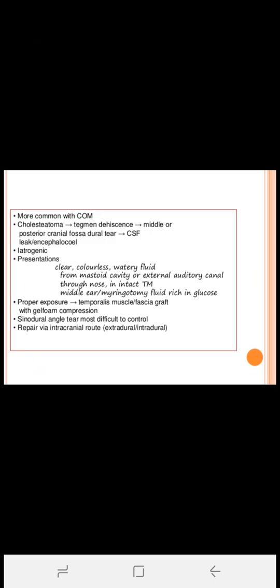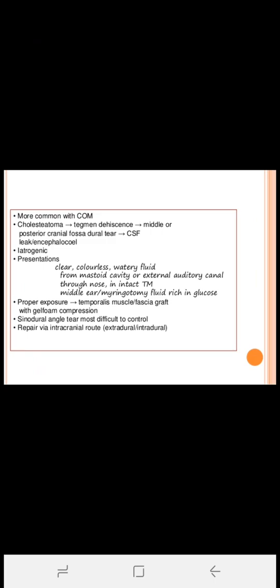When the cholesteatoma is there, there will be bone erosion, tegmen dehiscence, and middle ear or posterior cranial fossa dural tear, and from there the CSF will be leaking. It can also be iatrogenic, during surgery. The presentation is clear colorless watery fluid from the mastoid cavity or the external auditory canal or through the nose in intact tympanic membrane. Middle ear myringotomy fluid is rich in glucose.